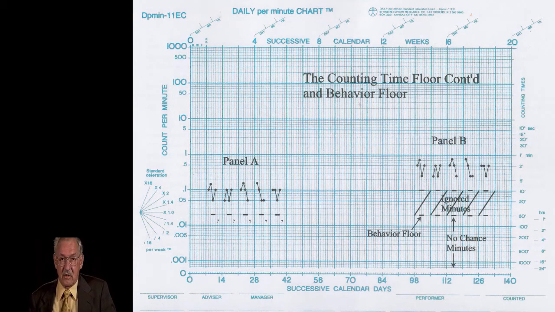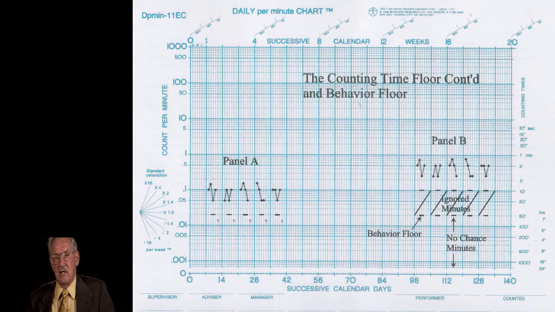So that's ignored time. Now then, minutes below the behavior floor, that is from the 1 over 360 line all the way to the bottom of the chart, those are no chance minutes. The kid cannot talk out in school if he's not in school. So for the hours of the day that the child is not in school, those are in fact defined as no chance minutes.